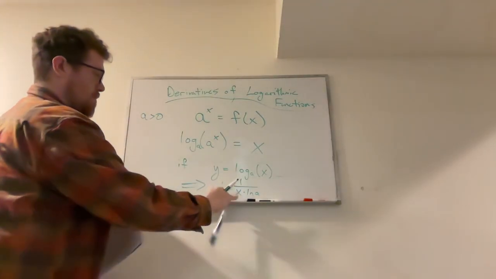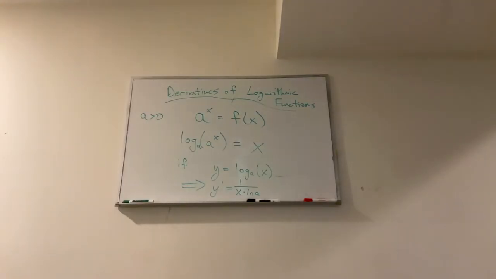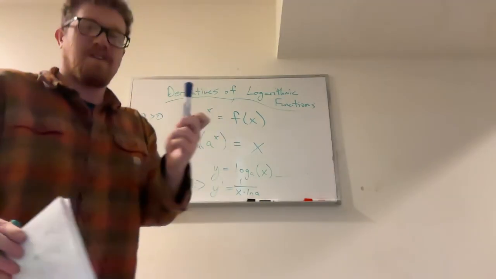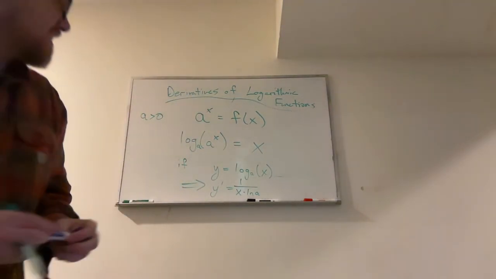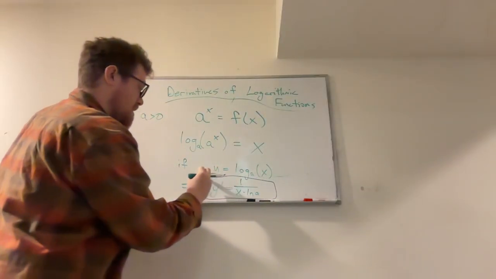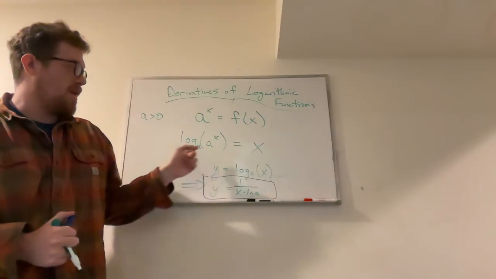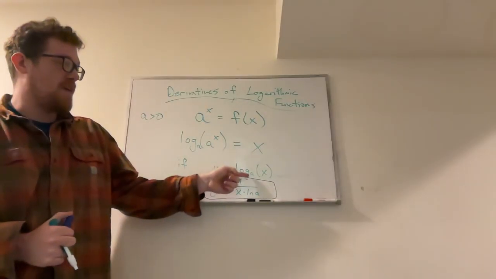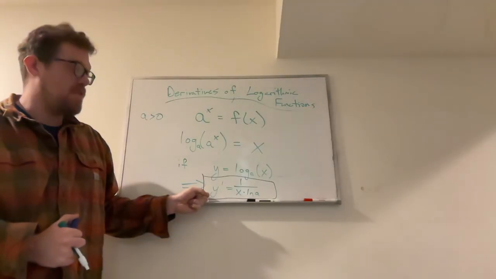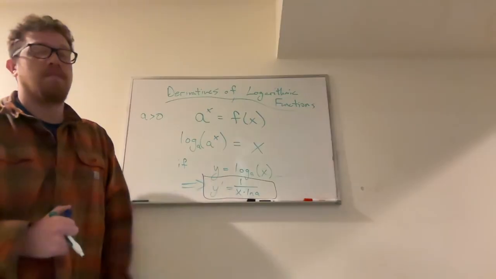Hopefully you can read this. But it just says again that if we have the inverse function of the exponential a to the x, so log base a of x, then the derivative of that function is also a function of x, and it's 1 over x log a on the bottom.